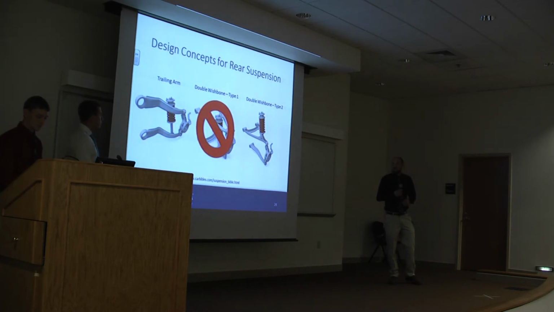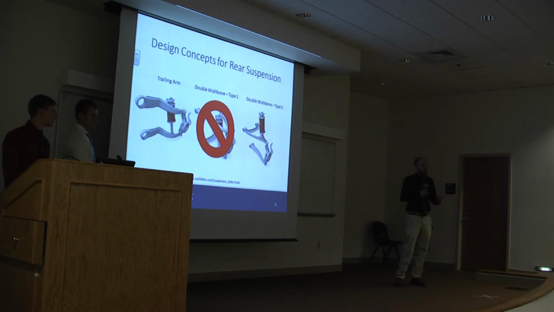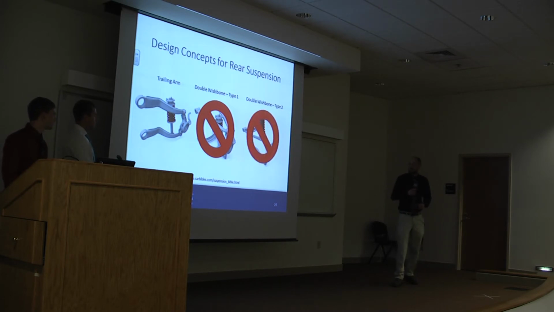The double wishbone type 2 is what's currently on the car. And like we said before, it called for reinforcing the back end of the frame. Since the frame has already been built, for the most part, we didn't want to go back in and reinforce and redesign. So again, we did away with the double wishbone type 2, and we did a trailing arm design.